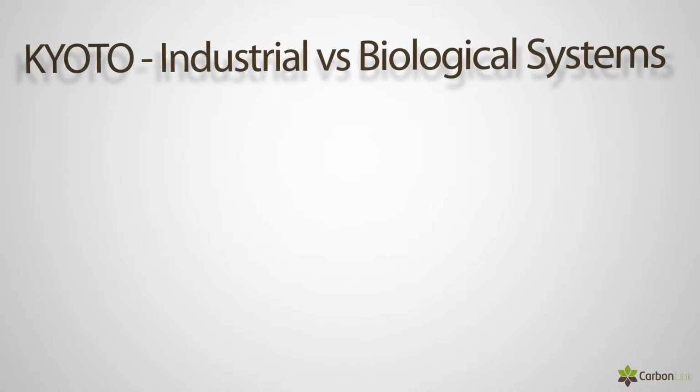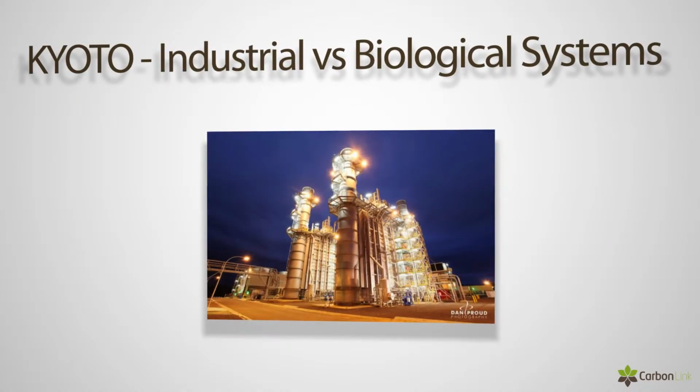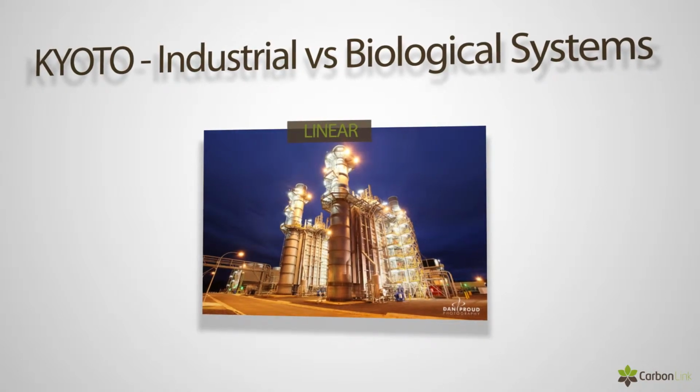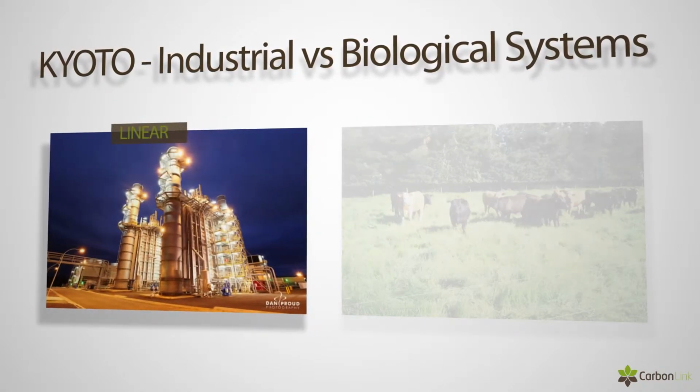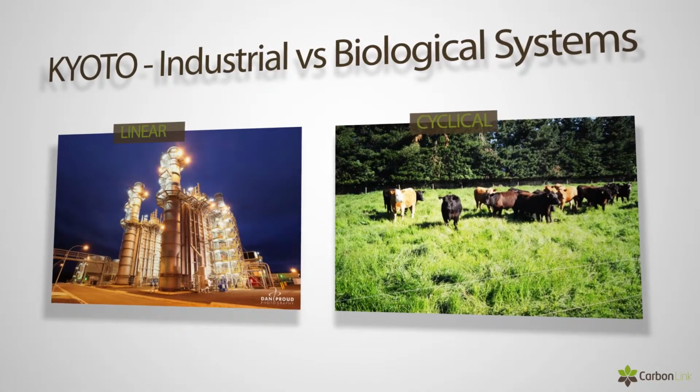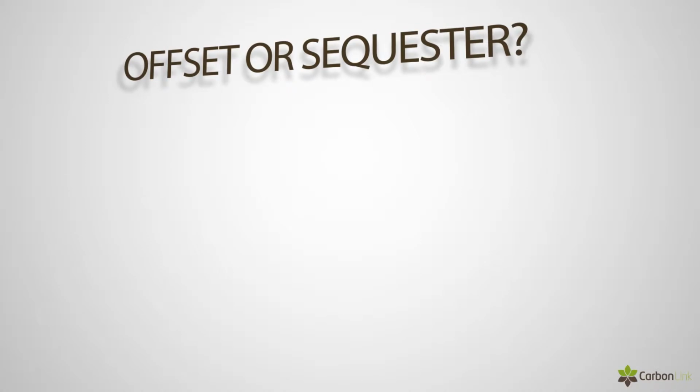At the end of our last talk, we talked about Kyoto being a linear system or a linear approach to the carbon issue. And when we move into agriculture, it's cyclical. In other words, it revolves around the carbon cycle itself. There are two issues with carbon.